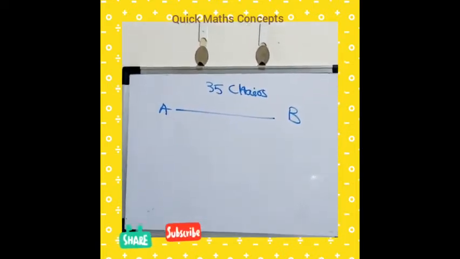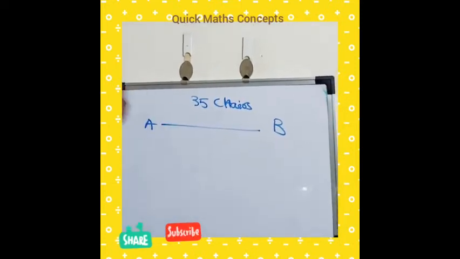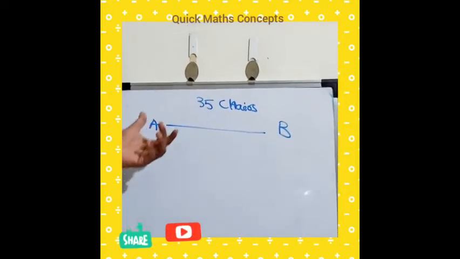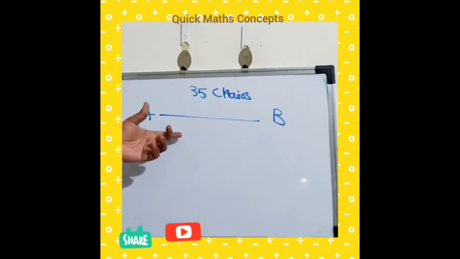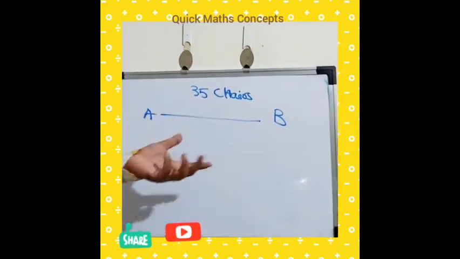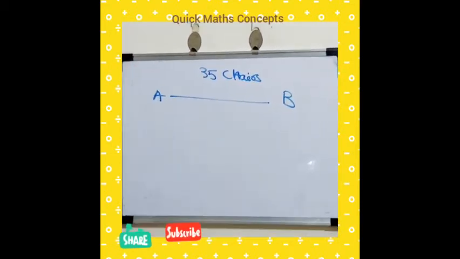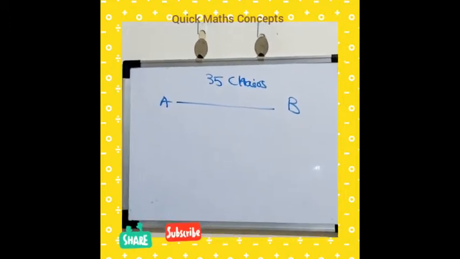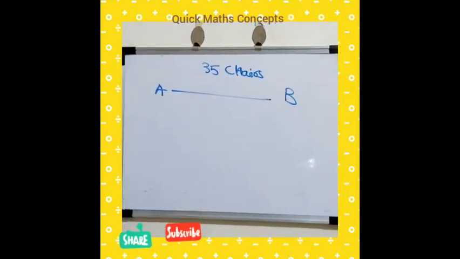Madhu sits at the center of the chairs. It means a total of 35 chairs are in a line, and Madhu is sitting at the center of the total number of chairs. So in which position is Madhu sitting? That means, on which chair is Madhu sitting?